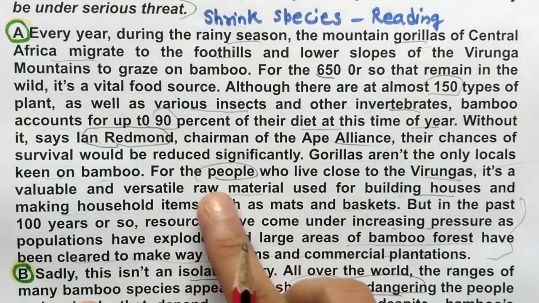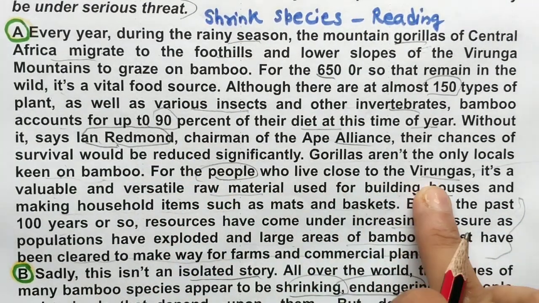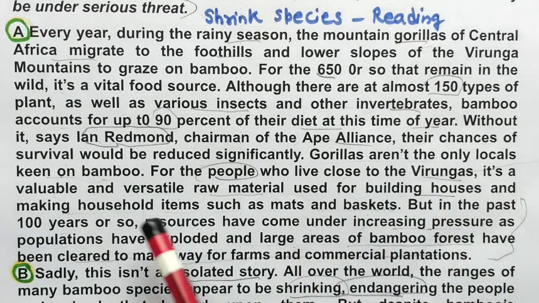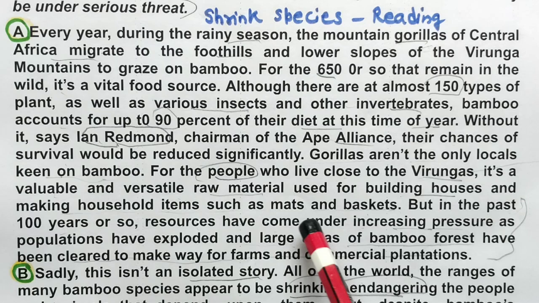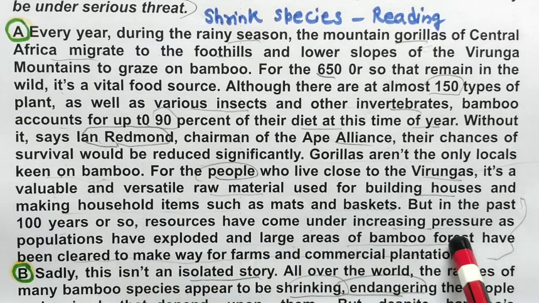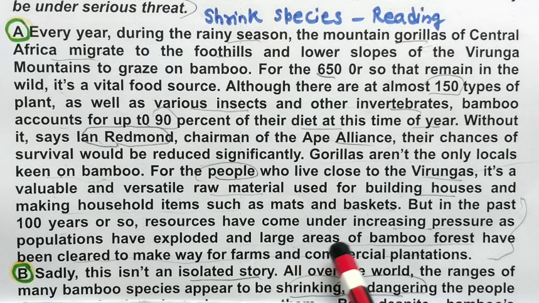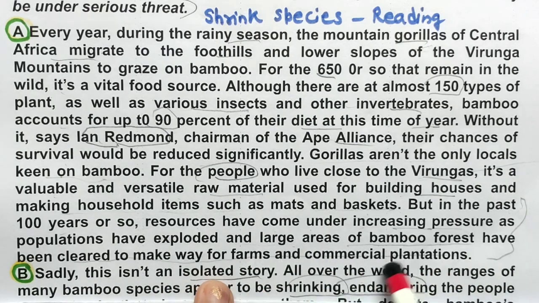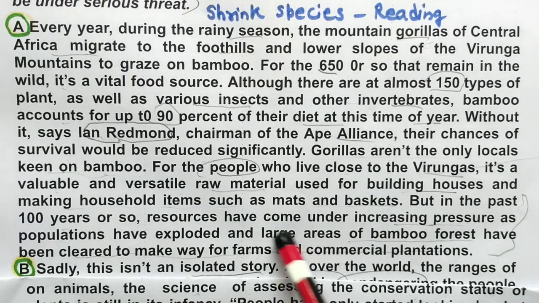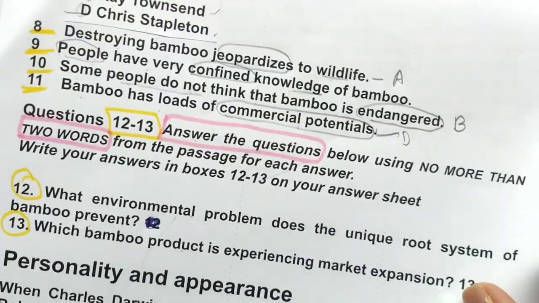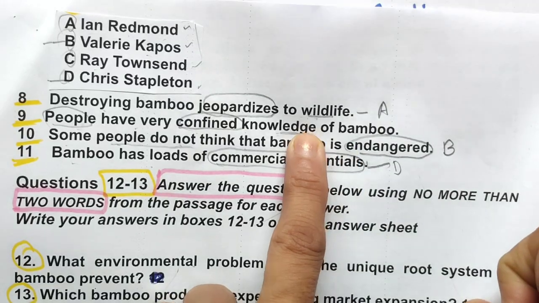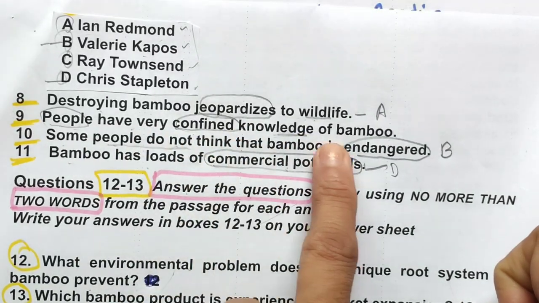Here he was talking about how people who live close to this, mountains and all, valuable raw material used for building houses and making household items, mats, but in the past 100 years resources have come under pressure. Populations have exploited large areas of bamboo forest, which have been cleared to make way for farms and commercial plantations and all. So that's why we have selected this, and this we have done, this is left, people have very confined knowledge of bamboo.